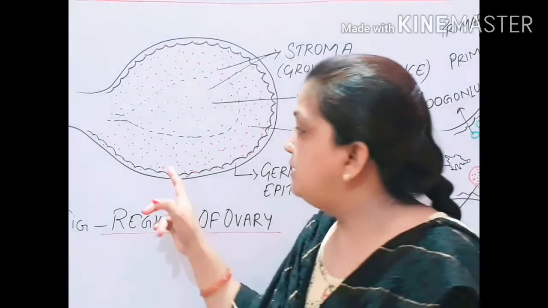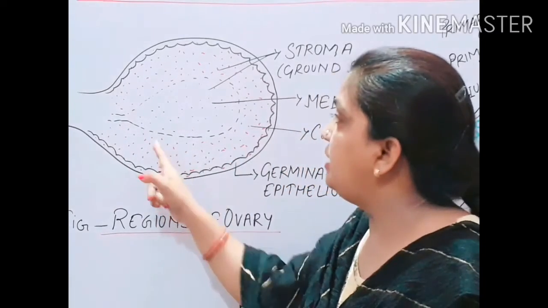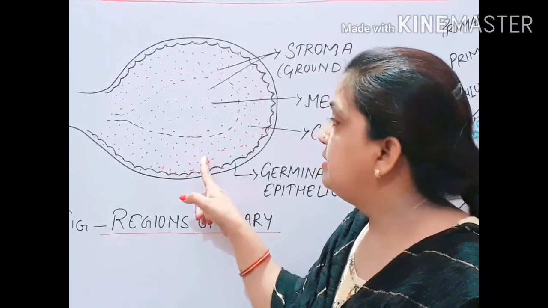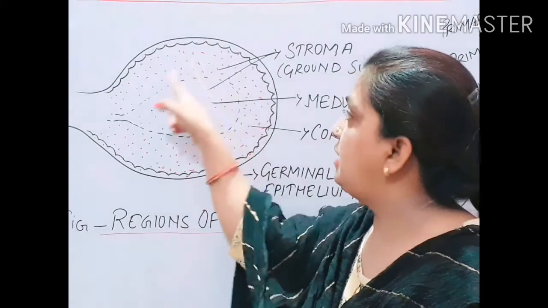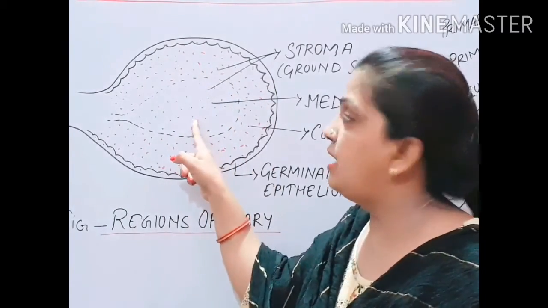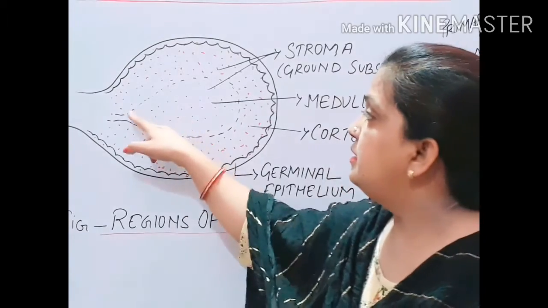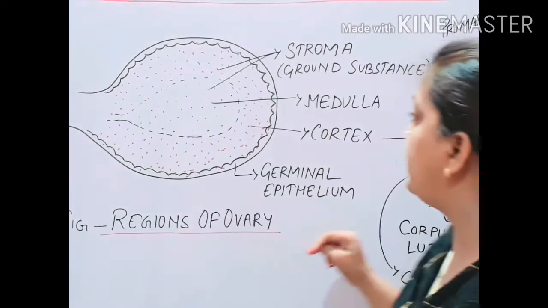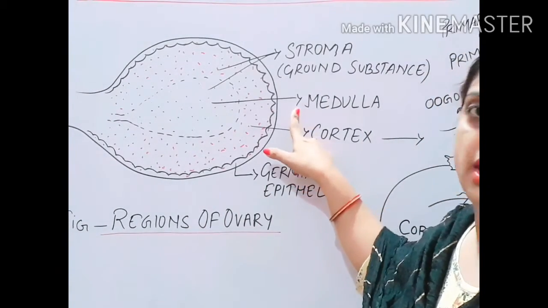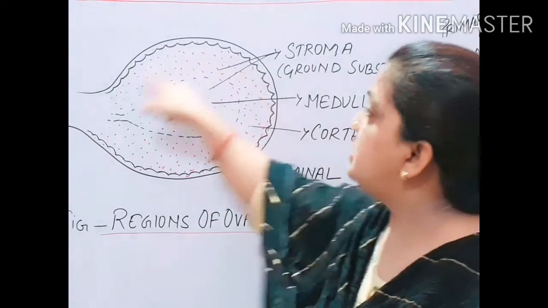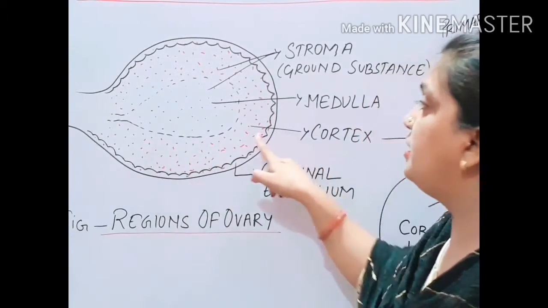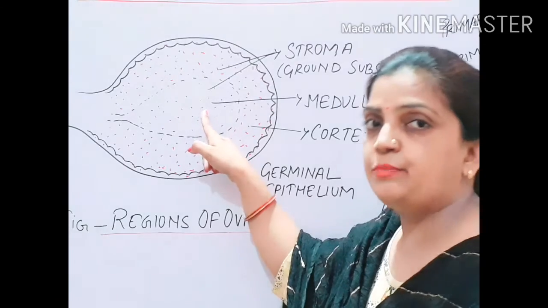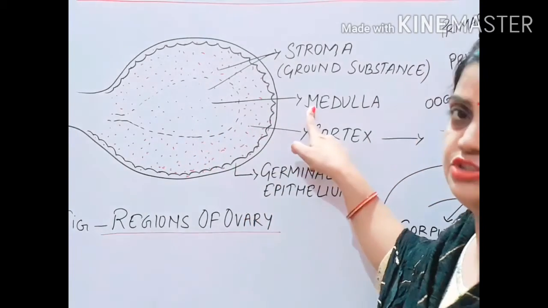Now you can see, children, that I have divided the whole ovary into two sections, two parts. One is the inner part and the other is the outer one you can see here. I have drawn the outer one with red color and the inner one with black color. Now children, this whole ovary is divided into two regions, cortex and medulla. The outer region of the ovary is called the cortex, and the middle, inner portion of the ovary is called the medulla.